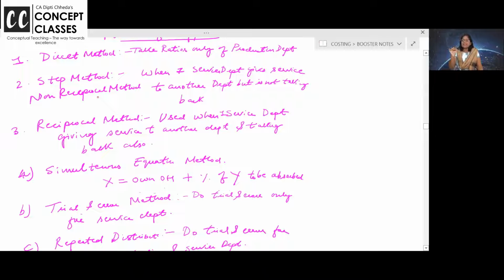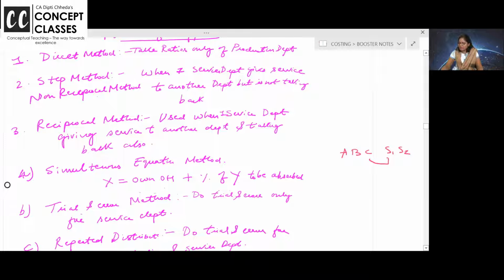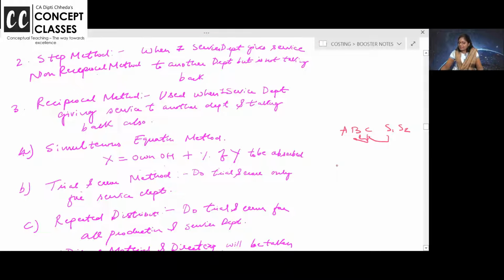Step method is, there are 3 production departments A, B, C and service departments S1 and S2. So first, S2 is giving service to S1 also, so all the 4. Okay, so just take it, all the 4. And then S1 is giving service only to A, B, C. So when you do like this, it looks like a step. That's why it's called step method. See, S2.